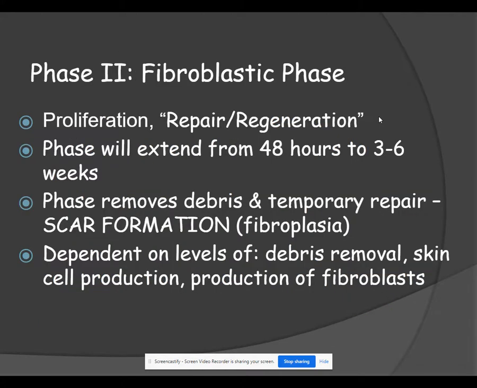Phase 2, the fibroblastic phase, or the proliferation phase. This can be from 48 hours to 3 to 6 weeks, or even 4 to 6 weeks, depending. It's where scar formation happens, and it begins right away in the first few days. A scar is a temporary repair. When you think of a scab healing, that scab is the temporary first step. That's what we're talking about in the fibroblastic phase.